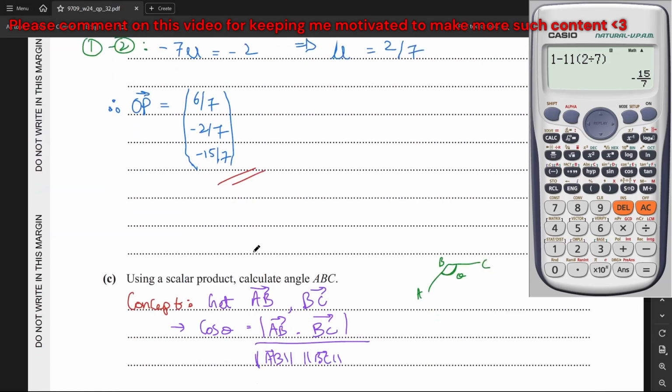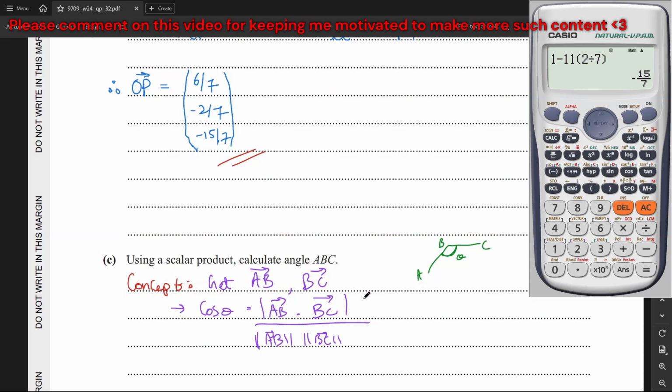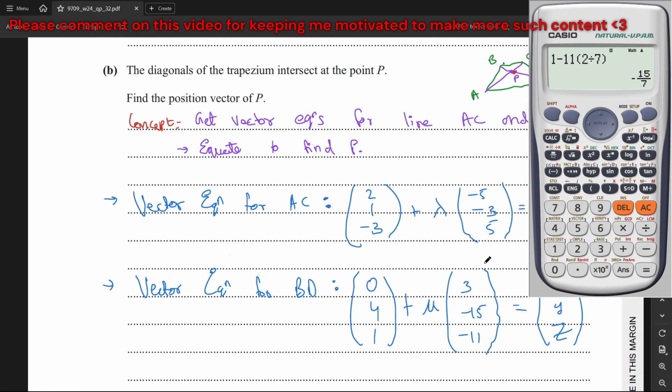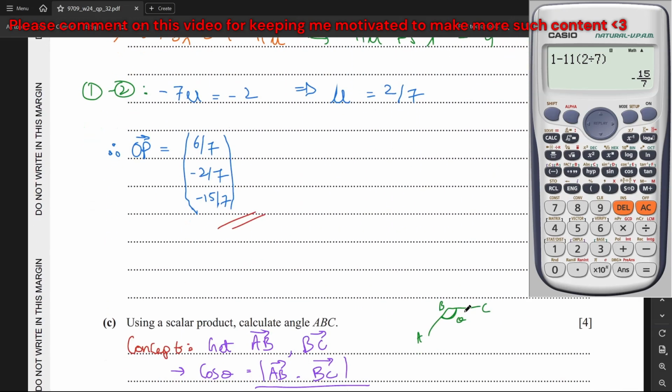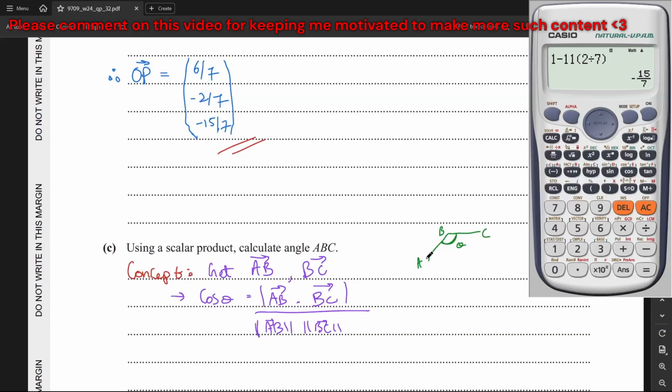Now for the next part, using the scalar product, we have to calculate the angle ABC. From the trapezium, I've taken this particular part, and this is the angle I'm looking for. So now I need two vectors, that is the AB vector and the BC vector. If I have these two directional vectors, then I'm going to use cos theta is equal to the scalar product of AB and BC divided by the magnitude of AB vector times the magnitude of BC vector. And from here I can get the value of theta.